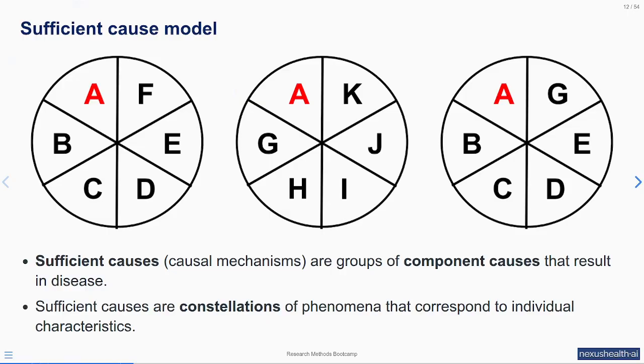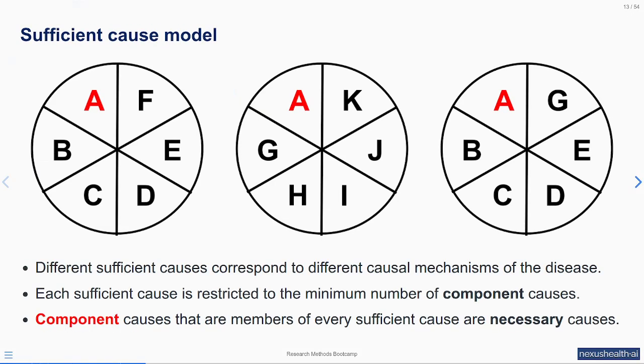And so looking at our example of the patient exposed to tuberculosis, we may find that factors such as age, immune status, dose of bacteria he was exposed to, and so on and so forth, may be contributory factors in the person developing tuberculosis. So we have different sufficient causes that correspond to different causal mechanisms of the disease.